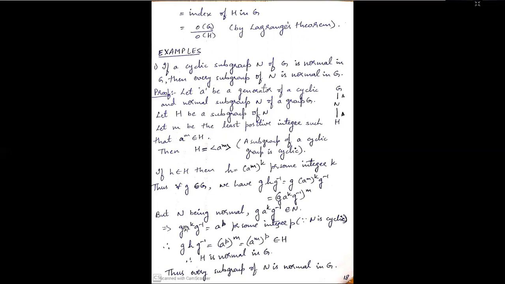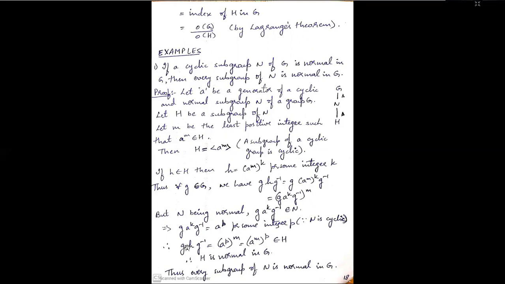So this implies g a^k g inverse is equal to a to the power p, the reason being n is a cyclic subgroup, for some integer p. Now for h, we need to check whether g h g inverse belongs to H or not. So we consider g h g inverse, which is nothing but (g a^k g inverse) whole to the power m.